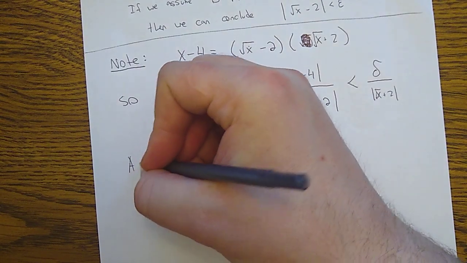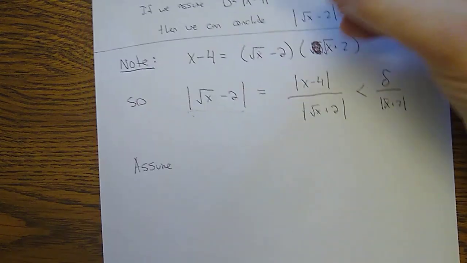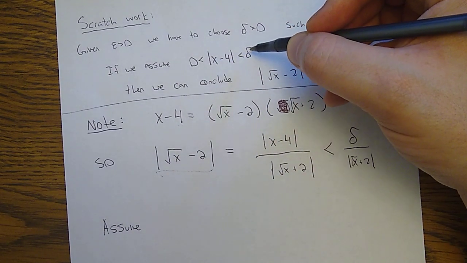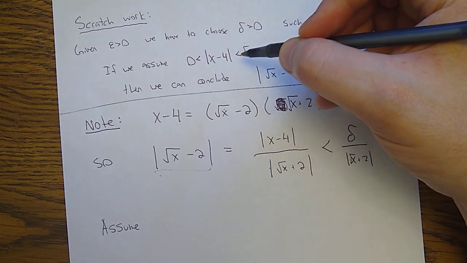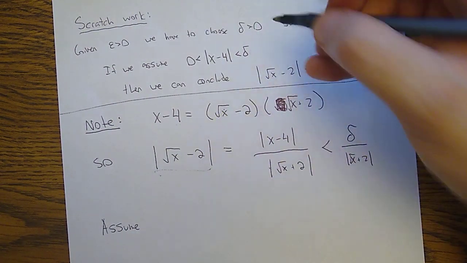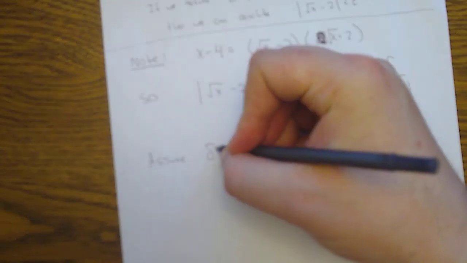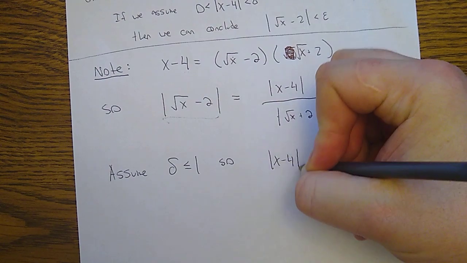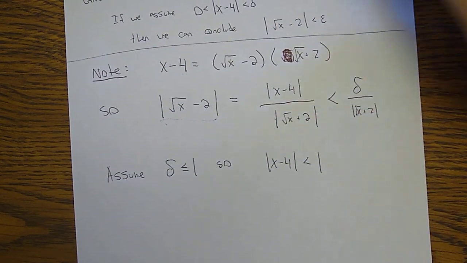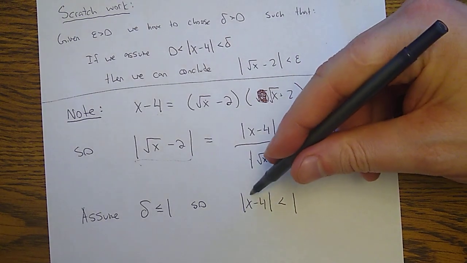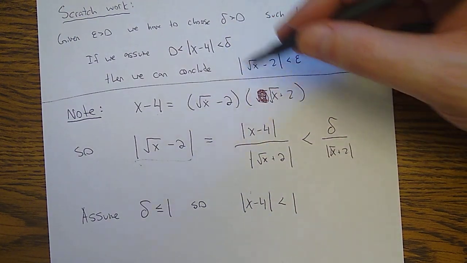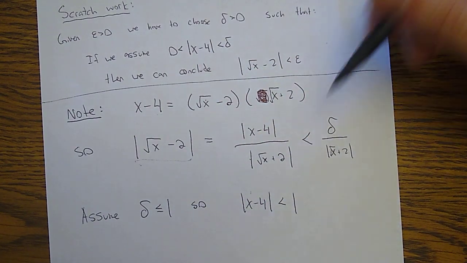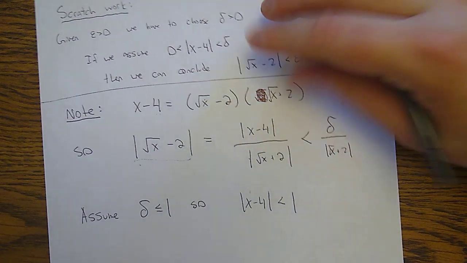How do I say this? Assume that x is fairly close to 4, and I'm being vague when I say fairly close, but let me be less vague. Let me say x is within a distance of 1 of 4. In other words, I'm going to assume that delta is at most 1. That would mean that the absolute value of x minus 4 is less than delta, and delta is less than or equal to 1, so I can conclude that the absolute value of x minus 4 is less than 1.